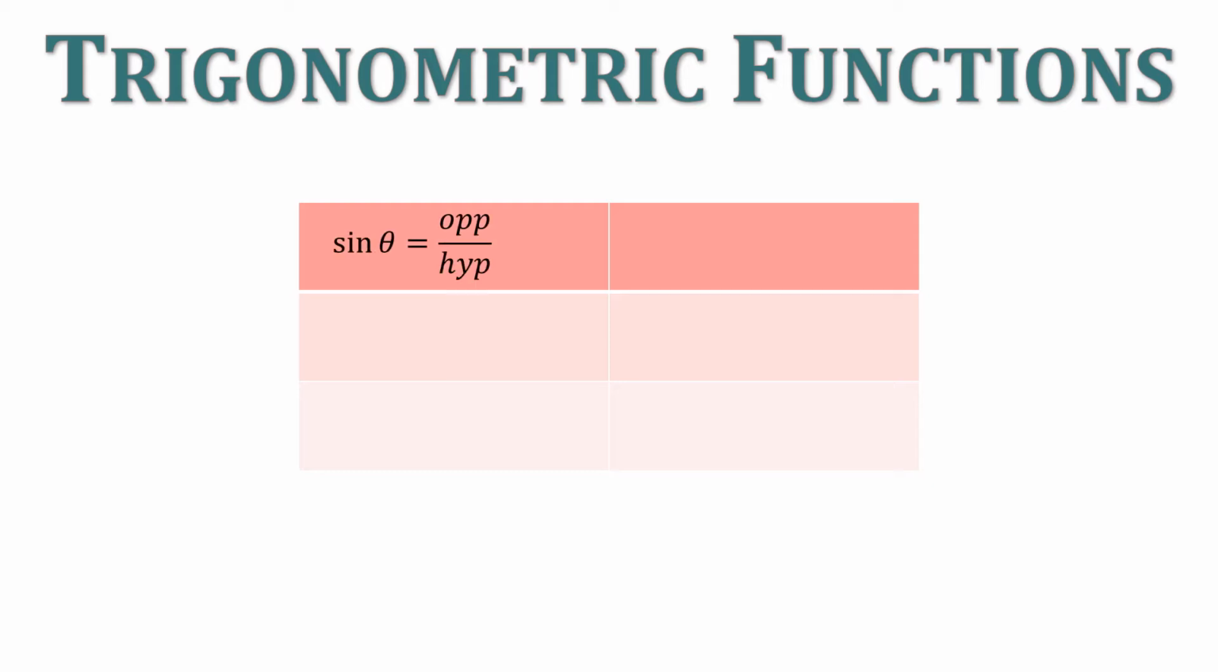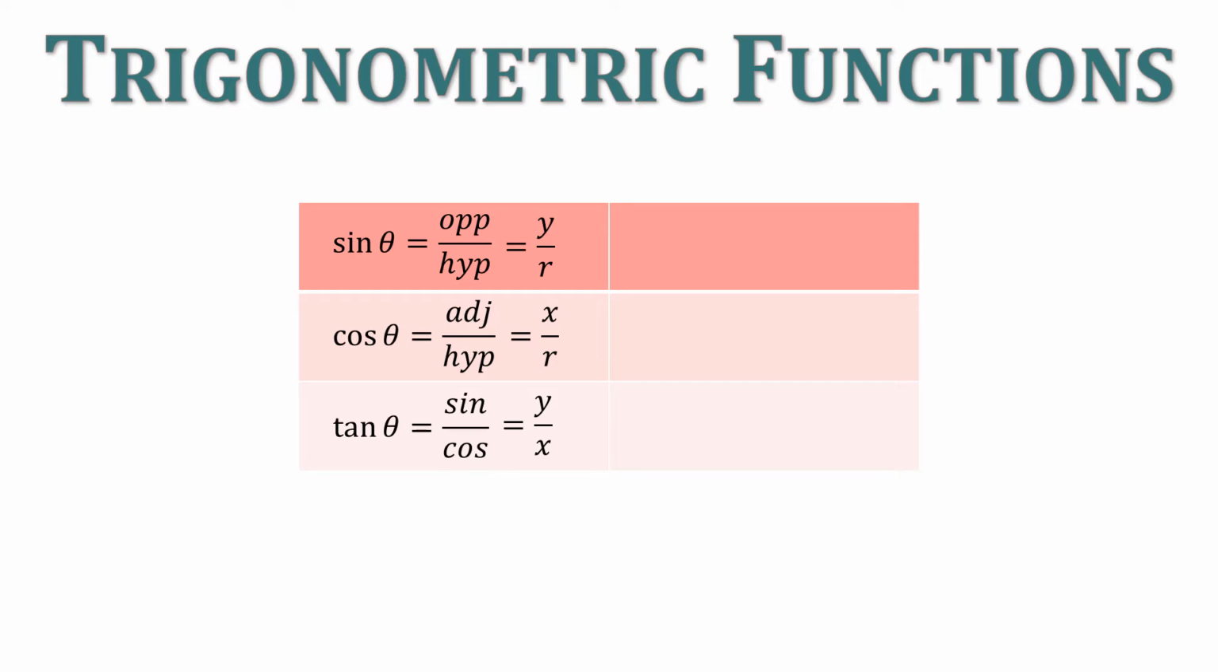We know that sine is opposite over hypotenuse, and in terms of a circle, that's going to be y over the radius. When we talk about a unit circle, that radius is 1. But if we're just talking about a circle in general, the radius is r. Cosine is adjacent over hypotenuse, which is x over the radius. And tangent is sine over cosine. And whenever you simplify these fractions, you're going to get y over x.